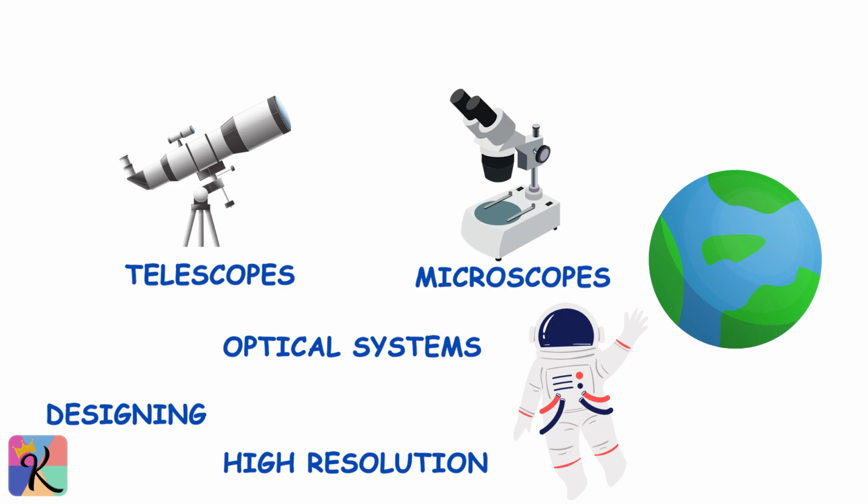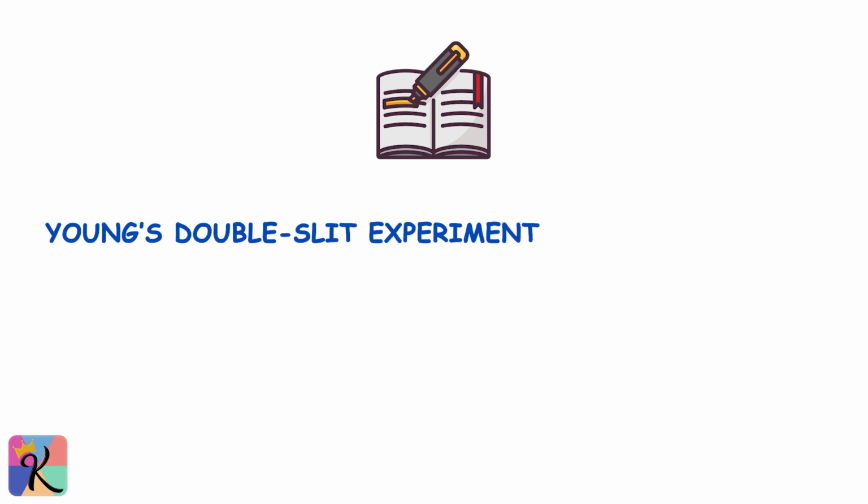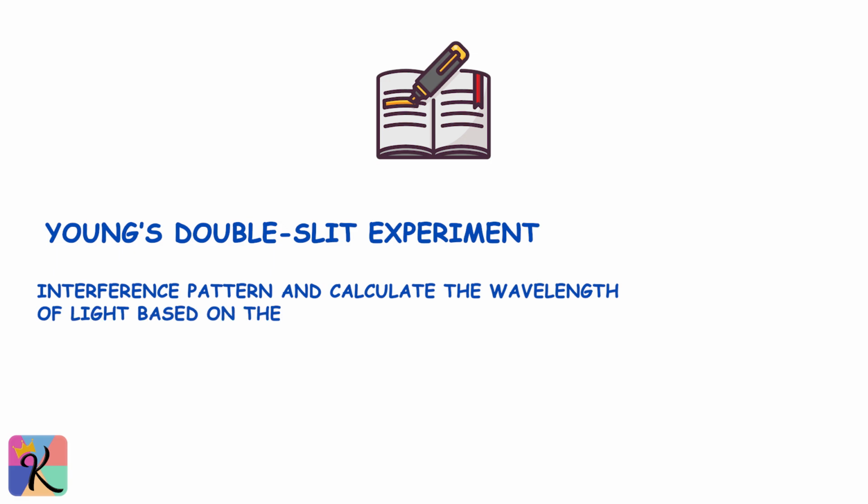Now, let's consider the types of passages you might encounter on your exam based on these topics. You could see a passage discussing single-slit diffraction, where you'll need to calculate the positions of dark fringes using the diffraction formula. Another passage might describe Young's double-slit experiment, requiring you to analyze the interference pattern and calculate the wavelength of light based on the positions of the bright fringes.